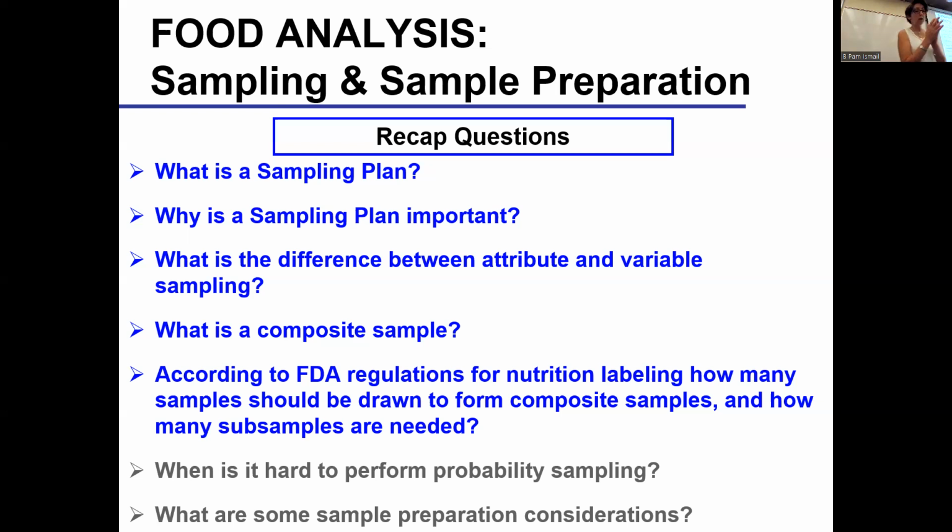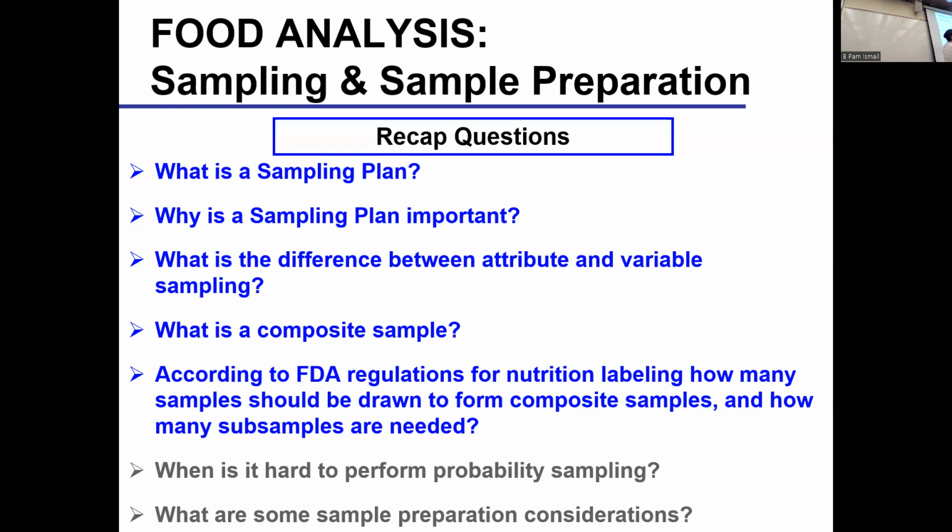Another important aspect of a sampling plan is how we prepare our samples as well. How do we store them so that we don't alter their characteristics? And if there is a transportation, how do we transport them? Like in sealed containers, flushed with nitrogen, on ice. So all of this goes into a sampling plan.